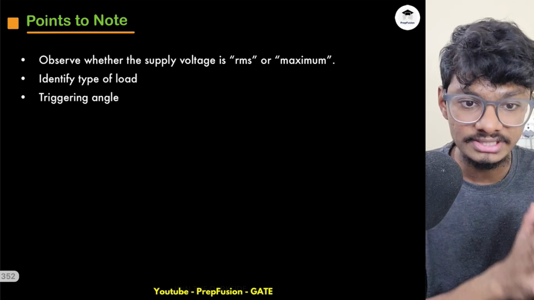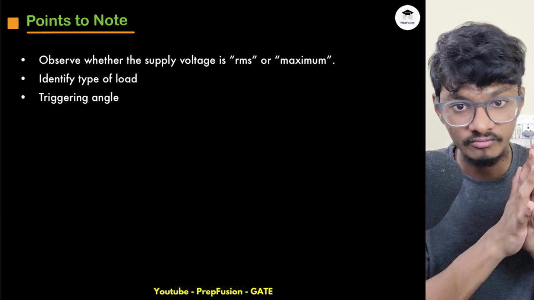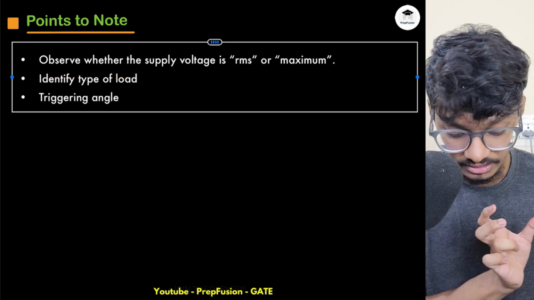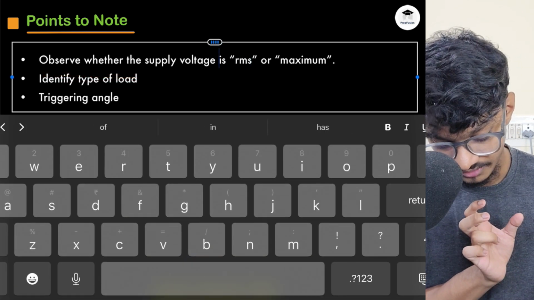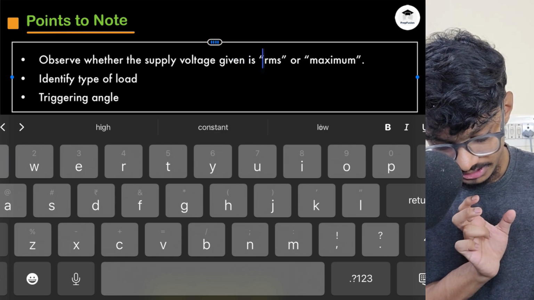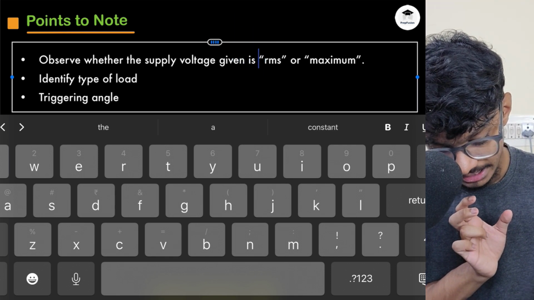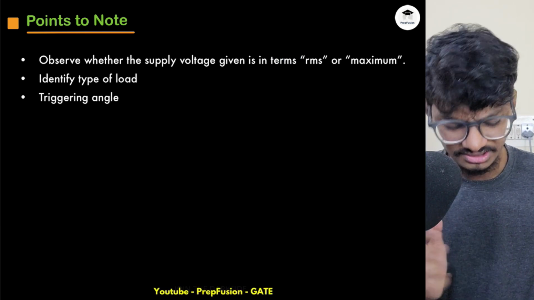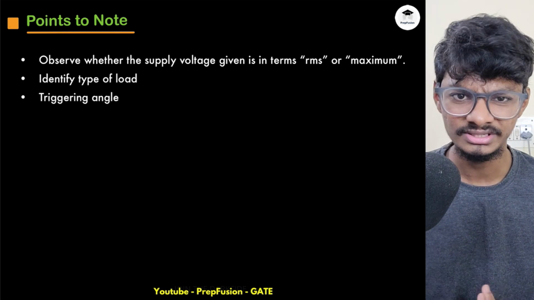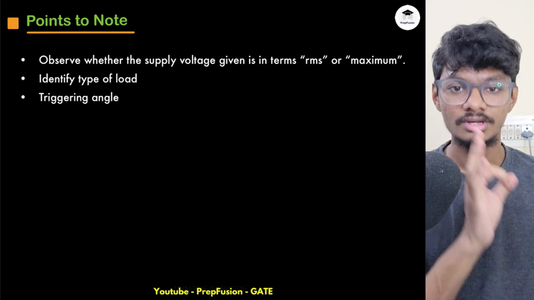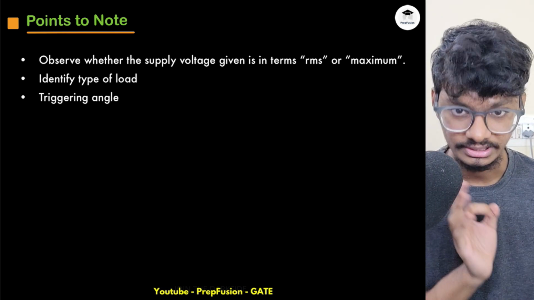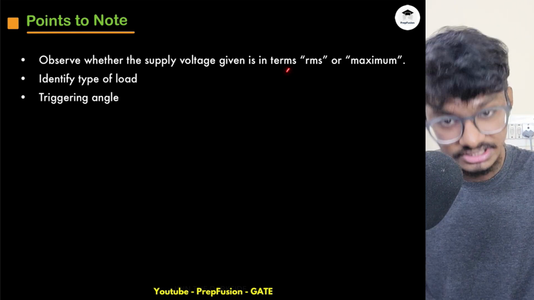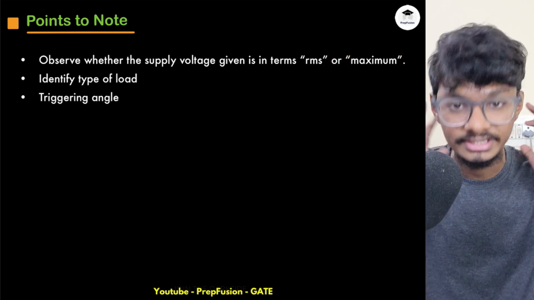Now, what are the few points that you need to note while solving questions of rectifiers? Observe whether the supply given is in terms of RMS or maximum. You might say, sir, what are you saying? RMS or maximum? I will be able to easily identify. Trust me, many students make mistakes on this, and if you make a mistake and after the examination you come back and realize that instead of RMS I had to take a maximum, you will be destroyed.